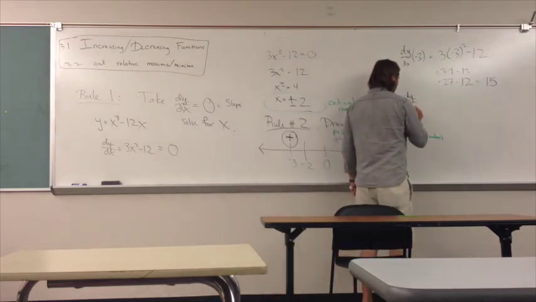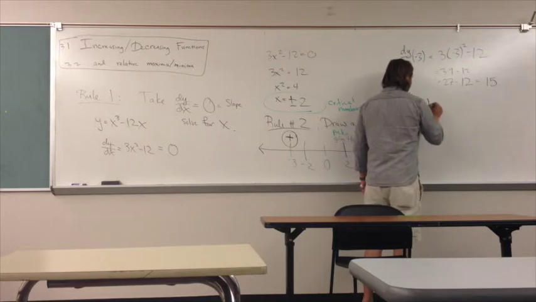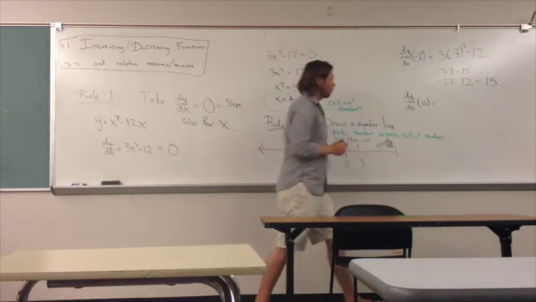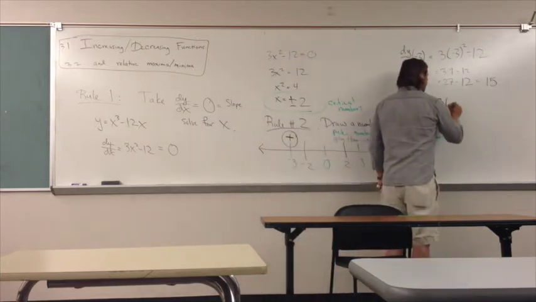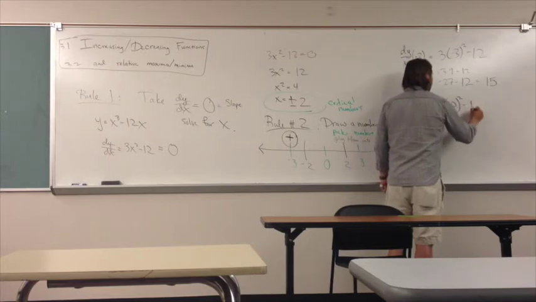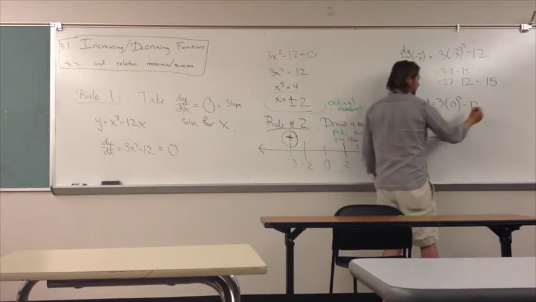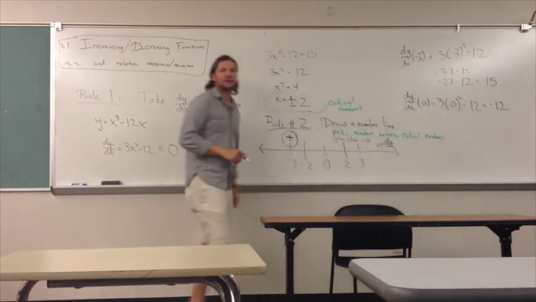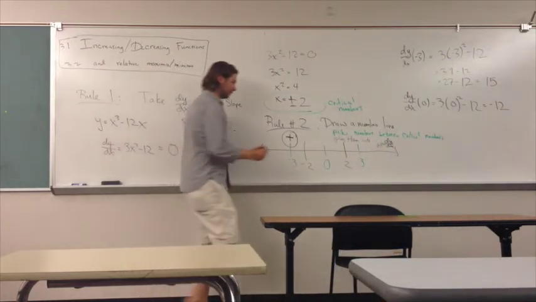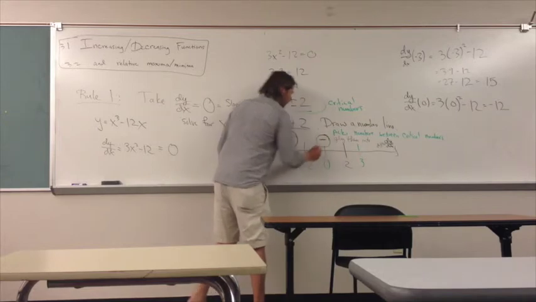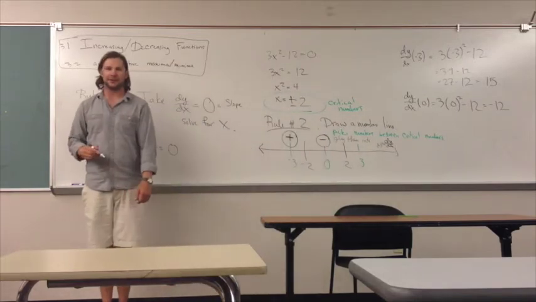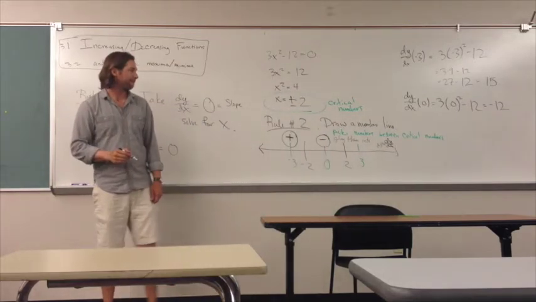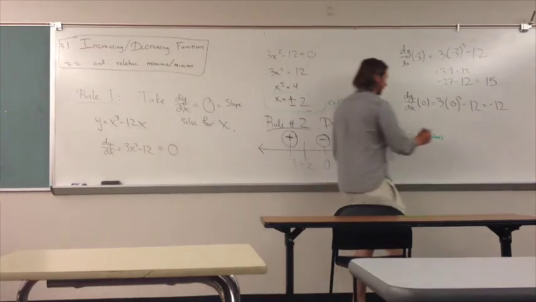Now, plug in 0. Three times 0 squared minus 12 is negative 12. It's negative. Put a minus sign there above 0 and circle it. Okay, finally.